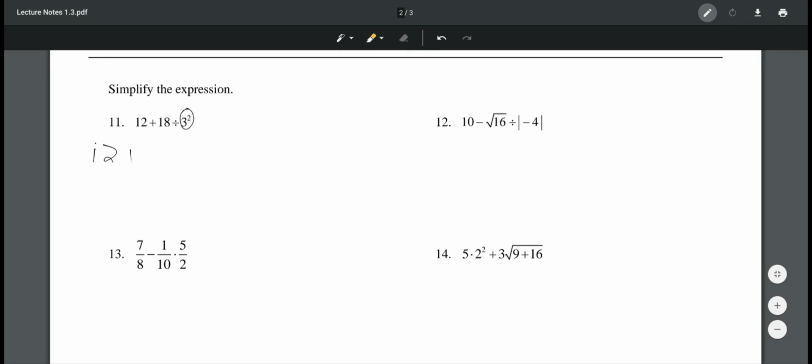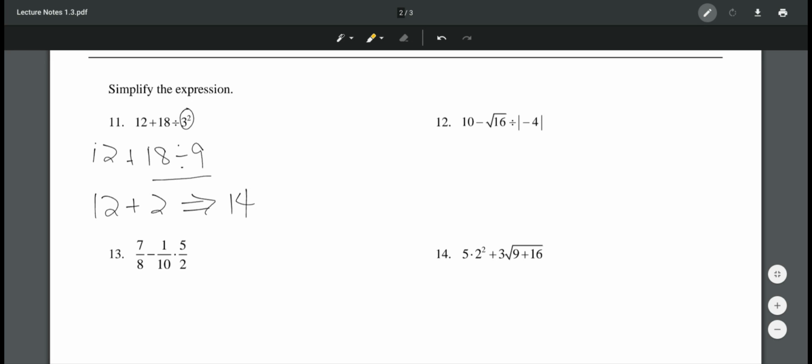So that would be 12 plus 18 divided by 9, because 3 squared is 9. Then I have addition or division. Well, according to my rules, I will do the division first. So I have 12 plus 2, and that produces 14.